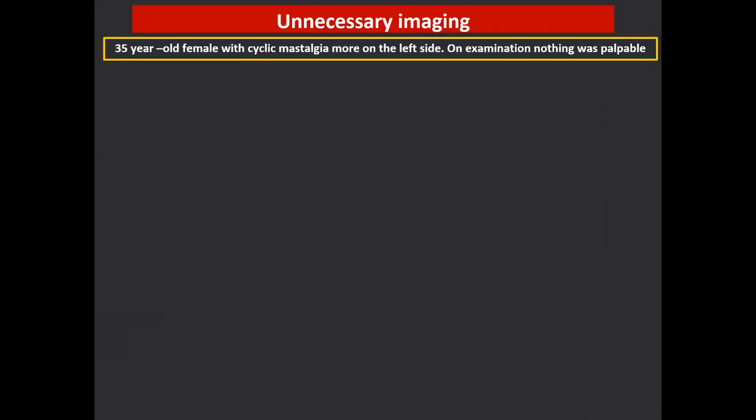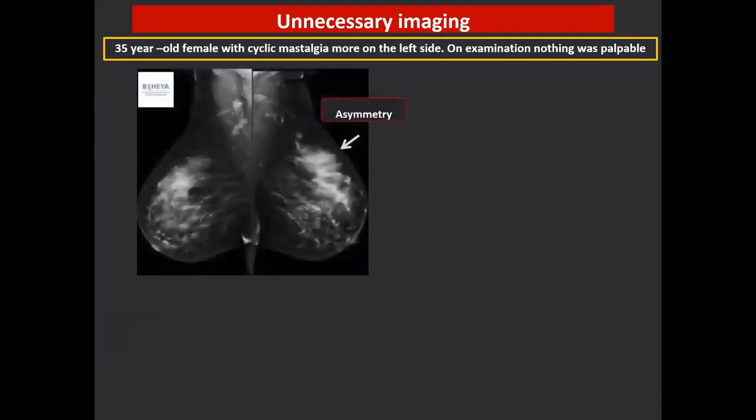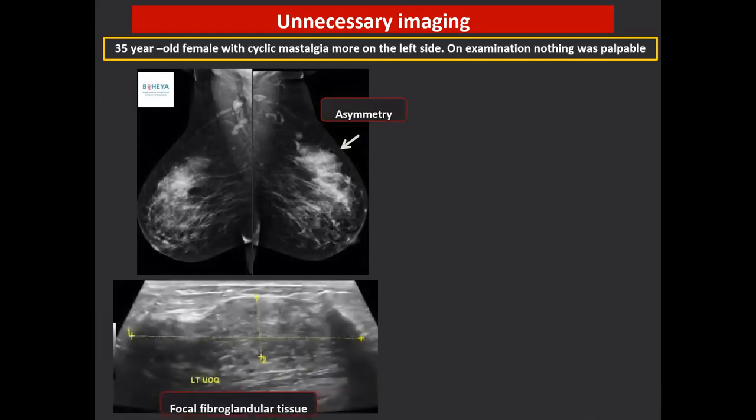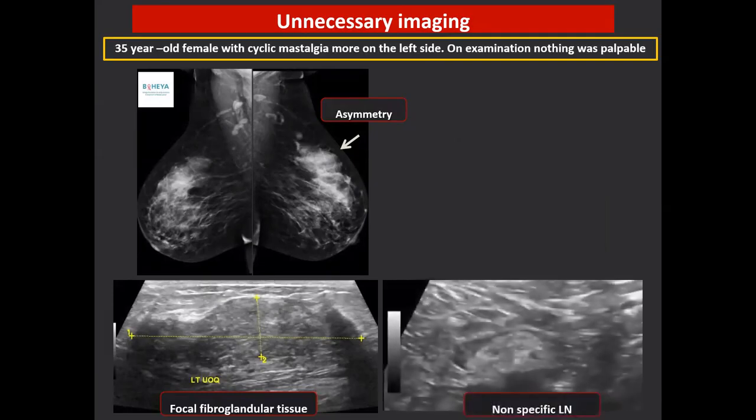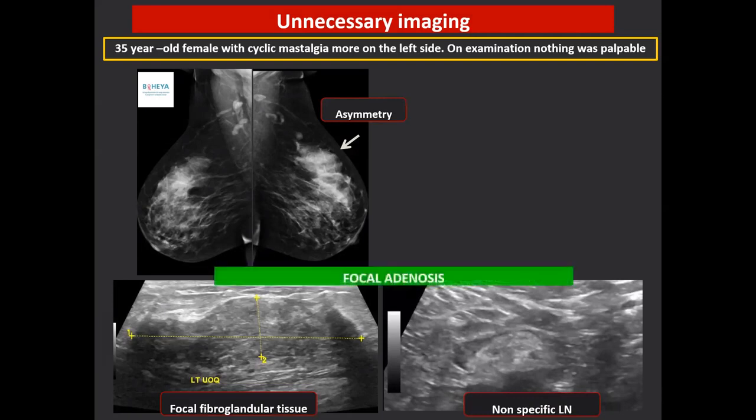This is another case. She also had cyclic mastalgia, which again was more on the left side. There was a subtle asymmetry on her mammogram, and on ultrasound, underlying focal fibroglandular tissue condensation was seen. This was her axillary lymph nodes, which looked nonspecific, and we diagnosed the case as focal adenosis for follow-up.